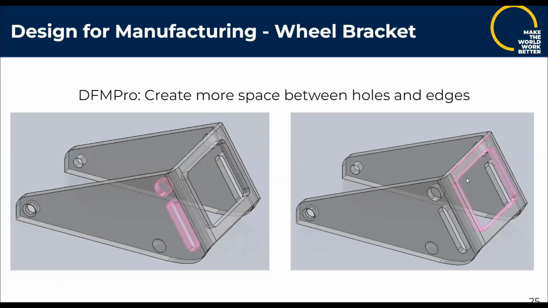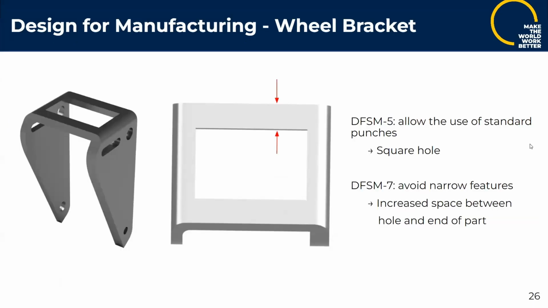So similarly to the joiner bracket, we put our wheel bracket part into DfM Pro, and the recommendation that we got was to create more space between the holes and the edges of the part. So in order to address this, as well as in order to address some design for sheet metal principles, we have some of our design changes here.